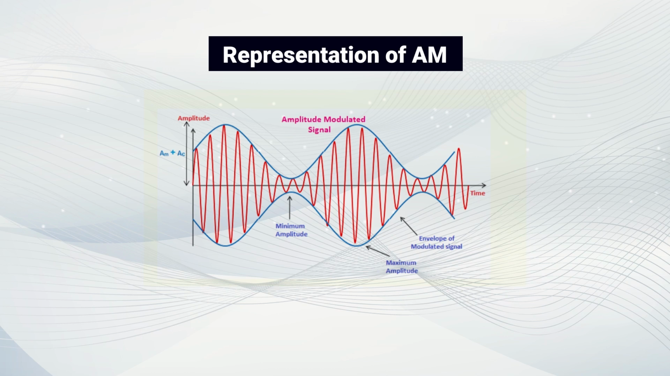Now, this figure represents the amplitude modulated waveform, in which the amplitude is varying according to the information signal.